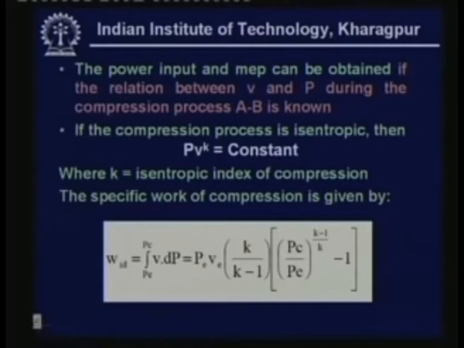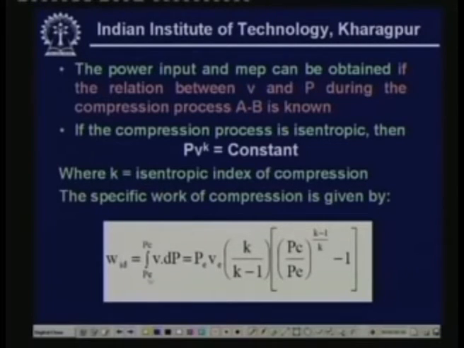From this you can show that the specific work of compression after integration is given by, so here you are substituting this expression, PV to the power of k is constant. So, if you are substituting, you get this expression. In this expression, P is the suction pressure, V is the specific volume of the refrigerant at suction condition, k is the isentropic index of compression, and PC is the condenser pressure. So, if you know these things, you can find out the specific work of compression.